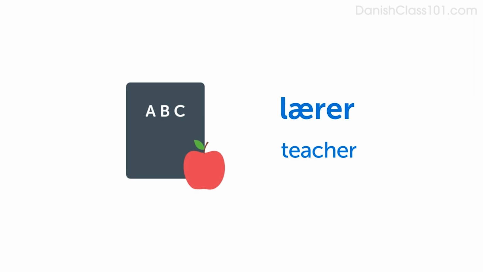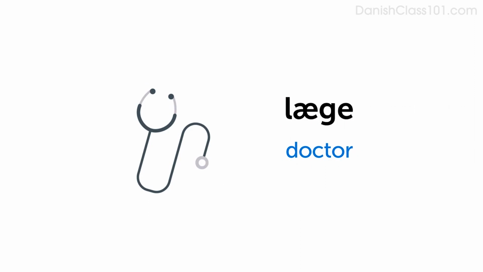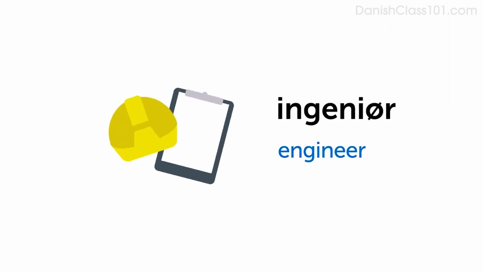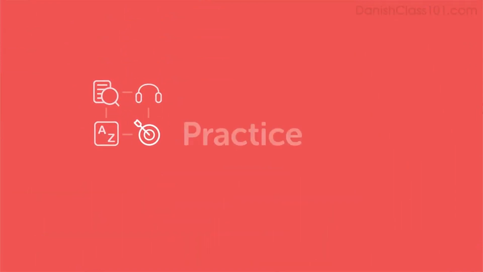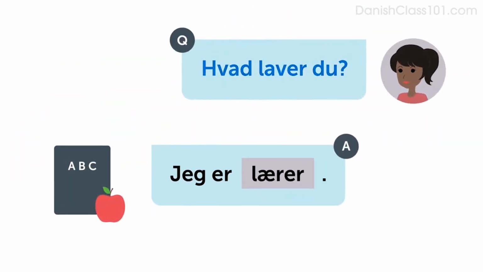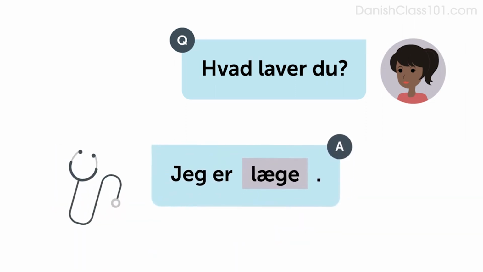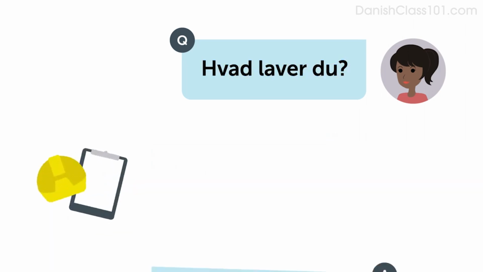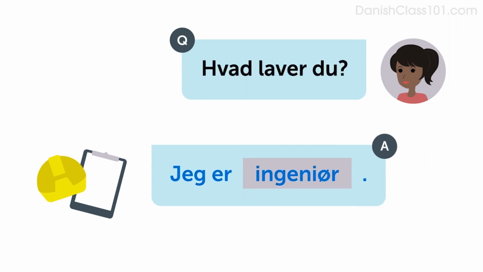Teacher, Lærer. Doctor, Læge. Engineer, Ingeniør. Now, listen to some examples. Hvad laver du? Jeg er lærer. Hvad laver du? Jeg er læge. Hvad laver du? Jeg er ingeniør.